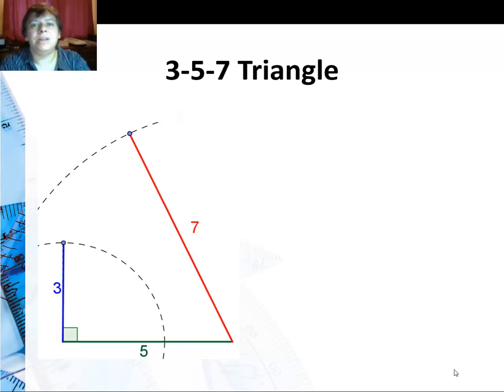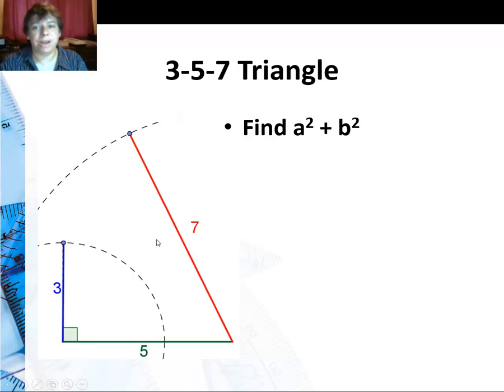Let's go ahead and take a look at an example where I have a 3, 5, 7 triangle. I've constructed it so I'm pretending it's a right triangle. Here's my leg of length 3, leg of length 5, and my long leg of length 7. I'm going to pretend that's going to be my hypotenuse. So we'll use the Pythagorean theorem.